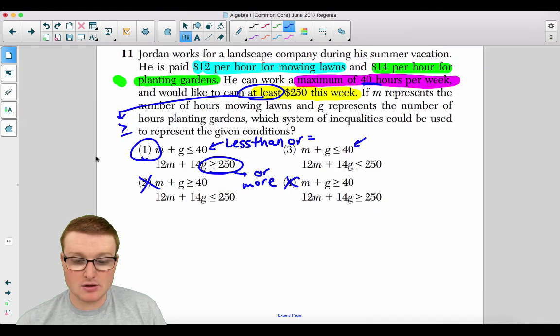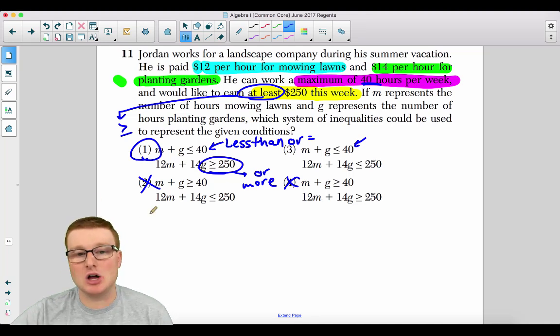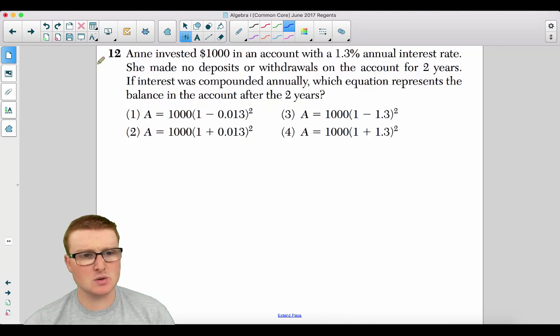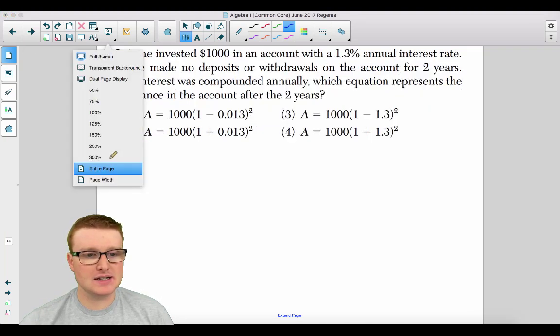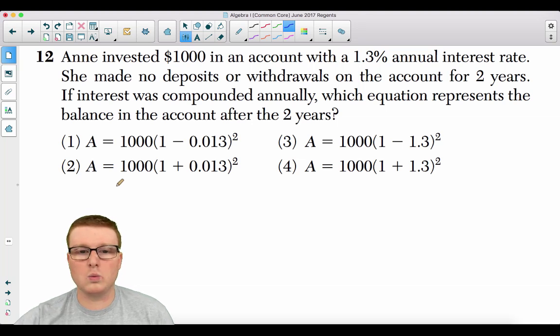Okay? Honestly, those questions come up on every single exam, so I highly suggest that you understand how to do those questions. They're not that bad, just a lot of words. Last question, number 12. Anne invested $1,000 in an account with a 1.3% annual interest rate. She made no deposits or withdrawals on the account for 2 years. If interest were compounded annually, which equation represents the balance in the account after the 2 years?